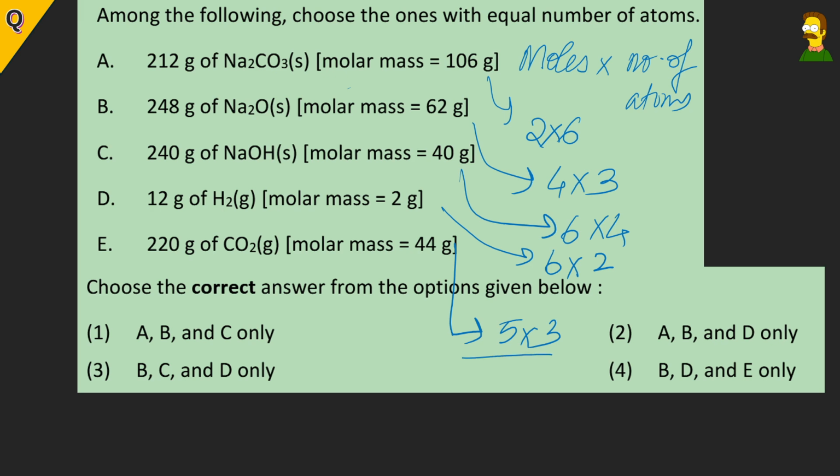So 15, I don't see 15 anywhere else. So I'm going to scratch this out. E is not going to be in the mix. 6 into 2, 12, 6 into 4, 24. 24 is a big number. I don't think that's coming out anywhere else. So 12, 12, 12. So we've got A, B and D.